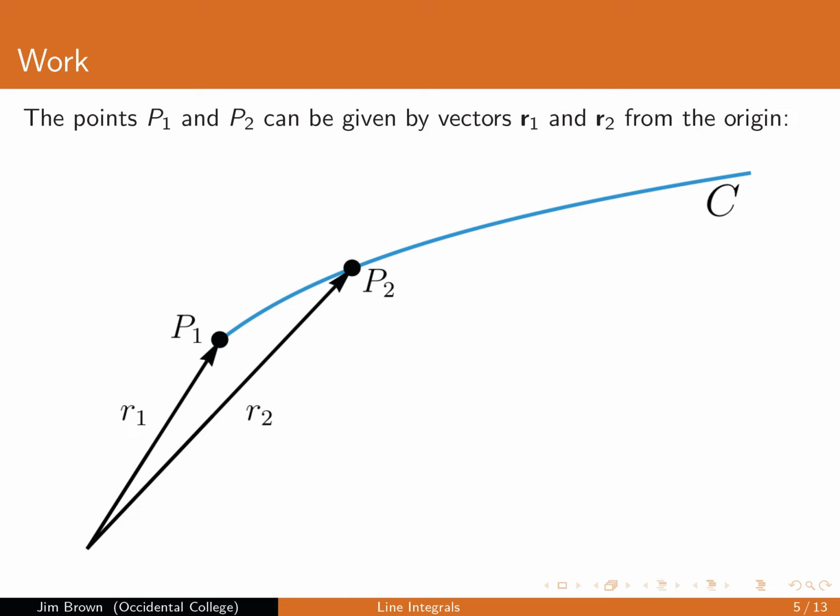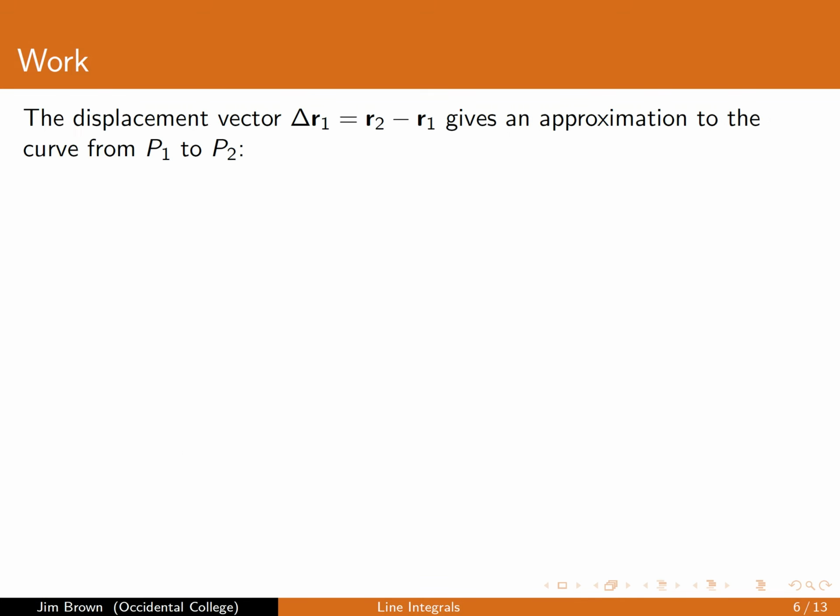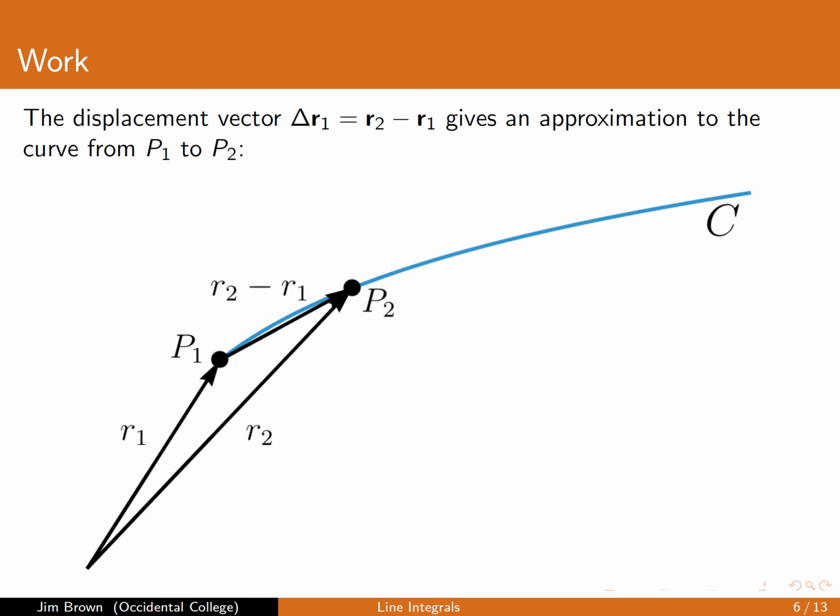And now we can take the vector that goes from P1 to P2, and this we'll write as delta R1, and this is just R2 minus R1. So back from when we did vectors, we can see that this is just the difference of these two vectors to be the vector from P1 to P2. And we can see here this vector R2 minus R1, this delta R1 vector, it's not exactly the curve from P1 to P2, but it's a reasonably good approximation for it. And the closer P1 and P2 get together, the better that vector would approximate the curve.